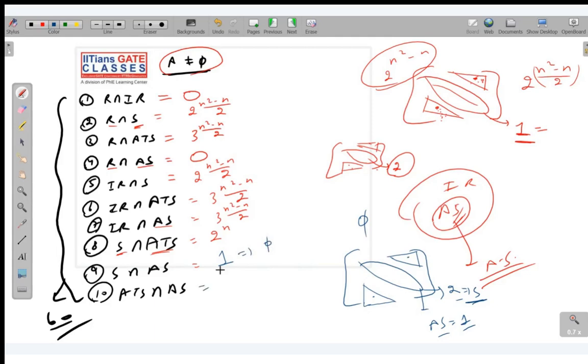And the last is antisymmetric and asymmetric both. Antisymmetric and asymmetric. So what was antisymmetric saying? Let me draw it.